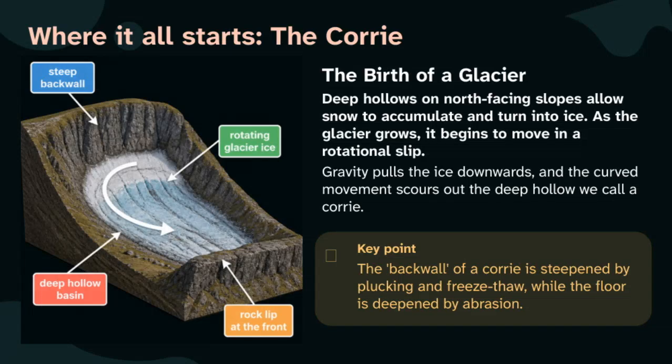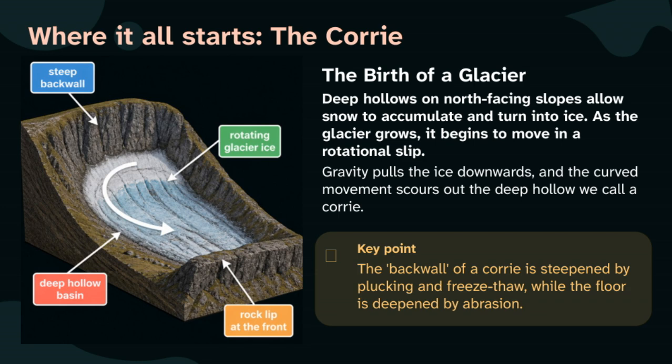Now let's look at our first upland erosional landform, the corrie. A corrie is a deep, bowl-shaped hollow found on a mountainside. It is often the birthplace of a glacier. Corries commonly form in sheltered hollows, especially on north-facing slopes in the northern hemisphere. Why north-facing? Because north-facing slopes receive less direct sunlight, so snow is more likely to survive from one year to the next.